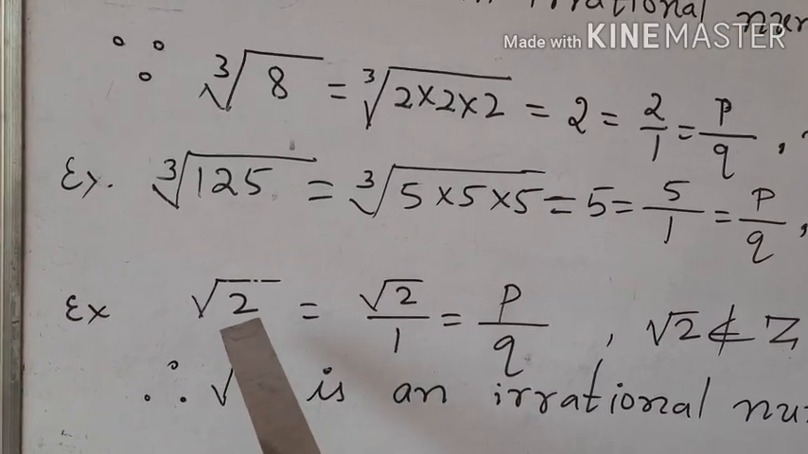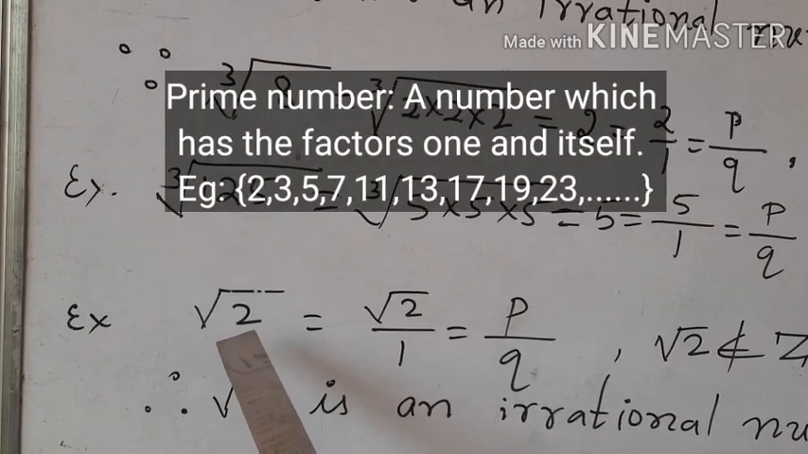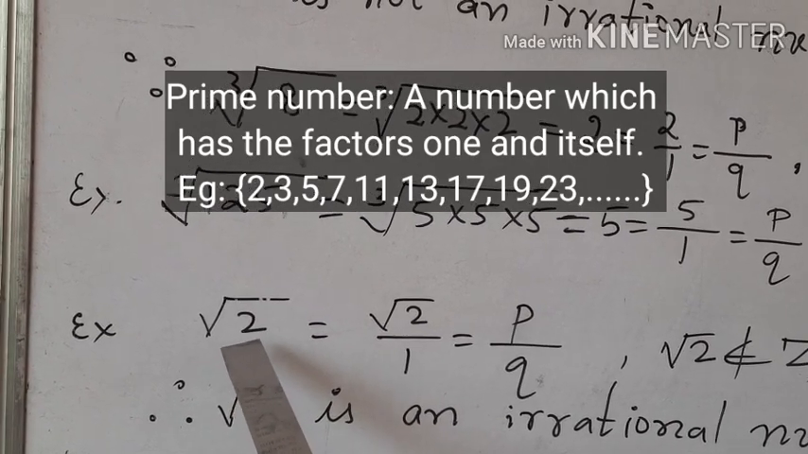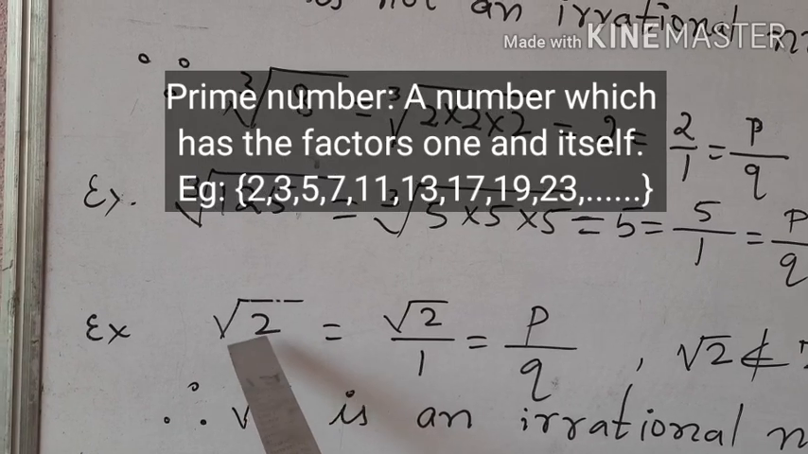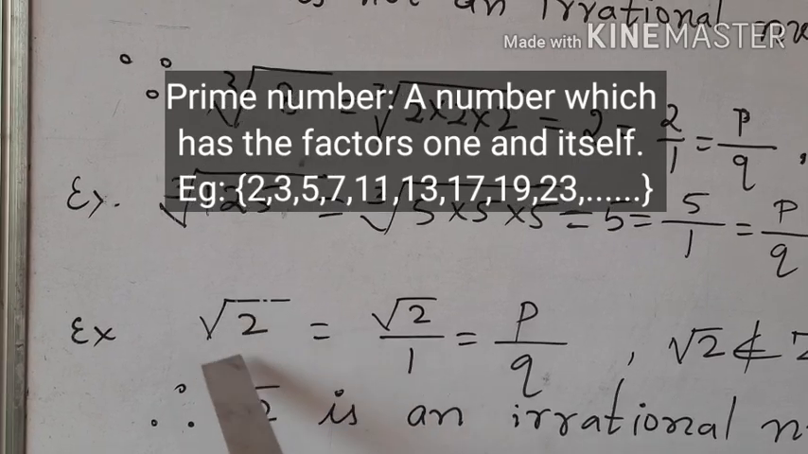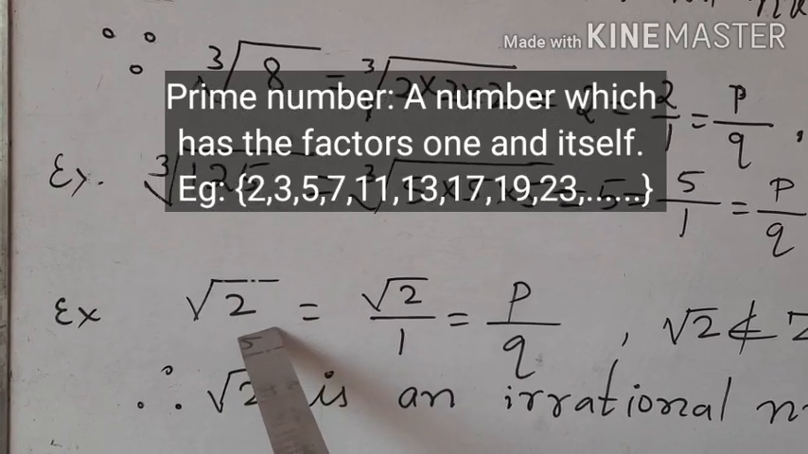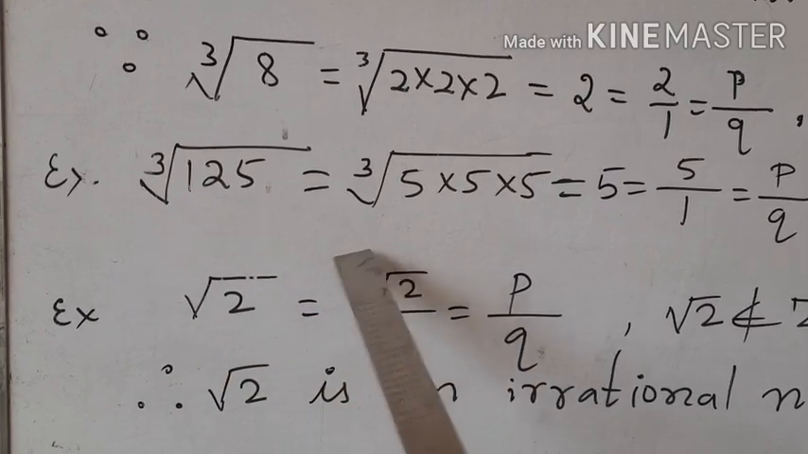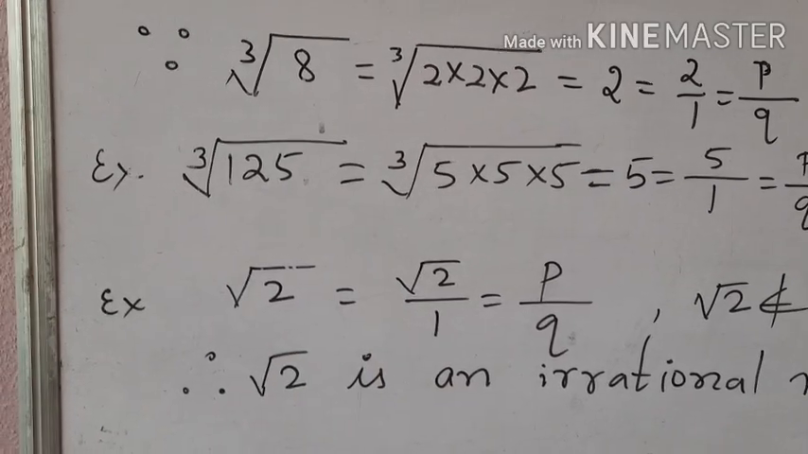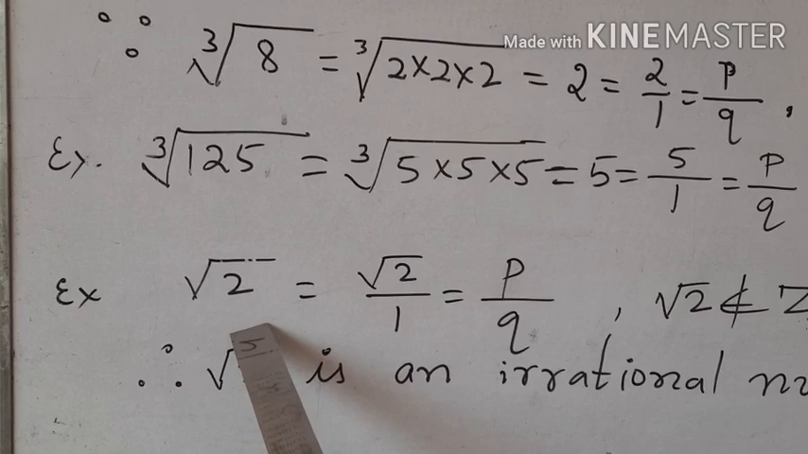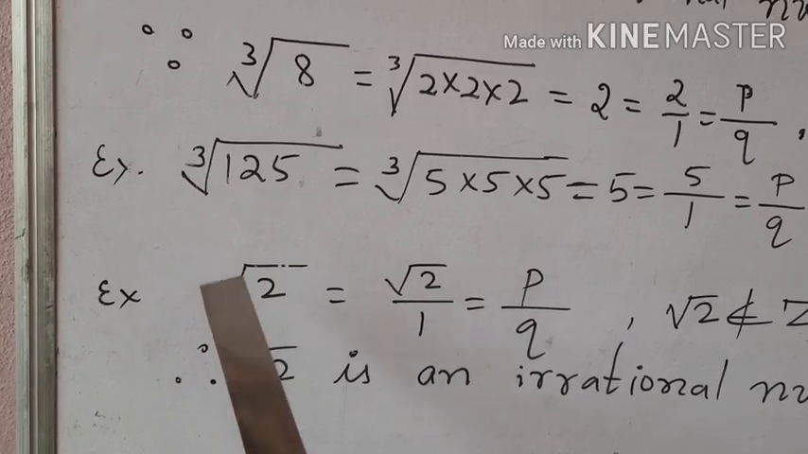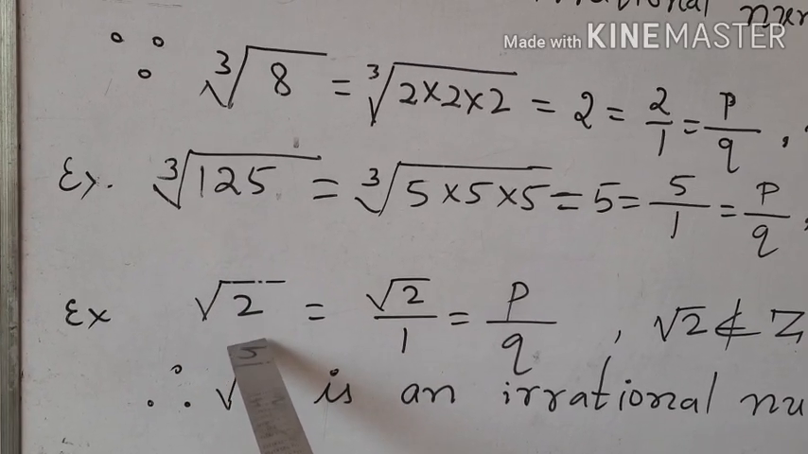Children, in your previous classes you have learnt about the prime numbers. Okay, a prime number is a number which has the factors 1 and itself. If any number, other than 1 and itself, doesn't have any factors, such numbers are called prime numbers. Okay, see here, under the square root mark there is 2, right? And this 2 is a prime number. That is why root 2 must be an irrational number. Okay, but let us illustrate. Let us show root 2 is an irrational number.